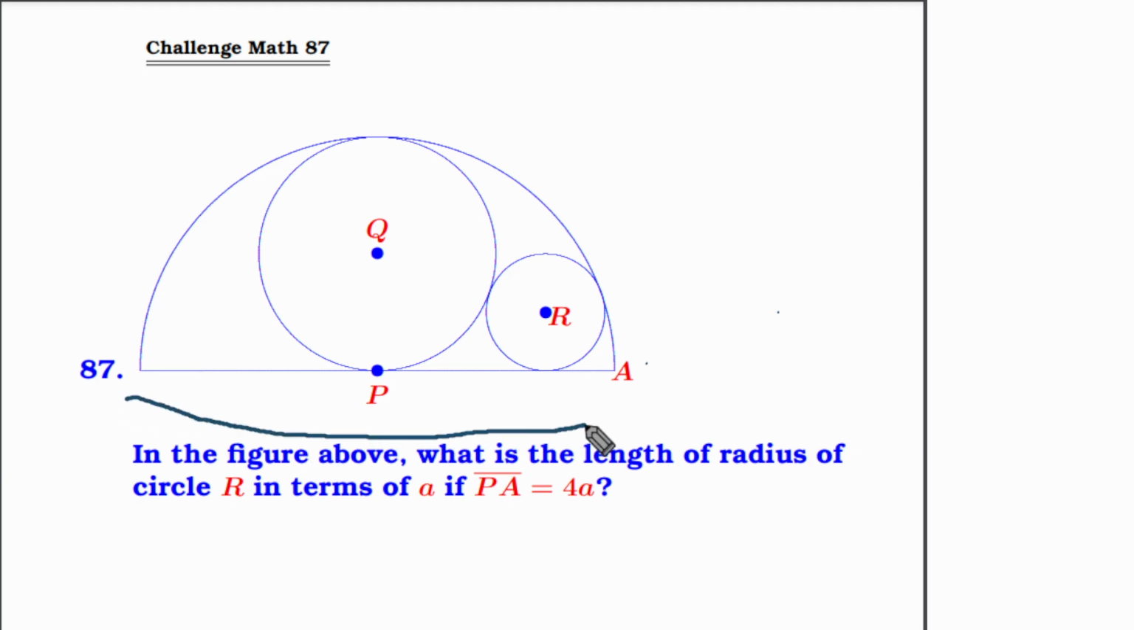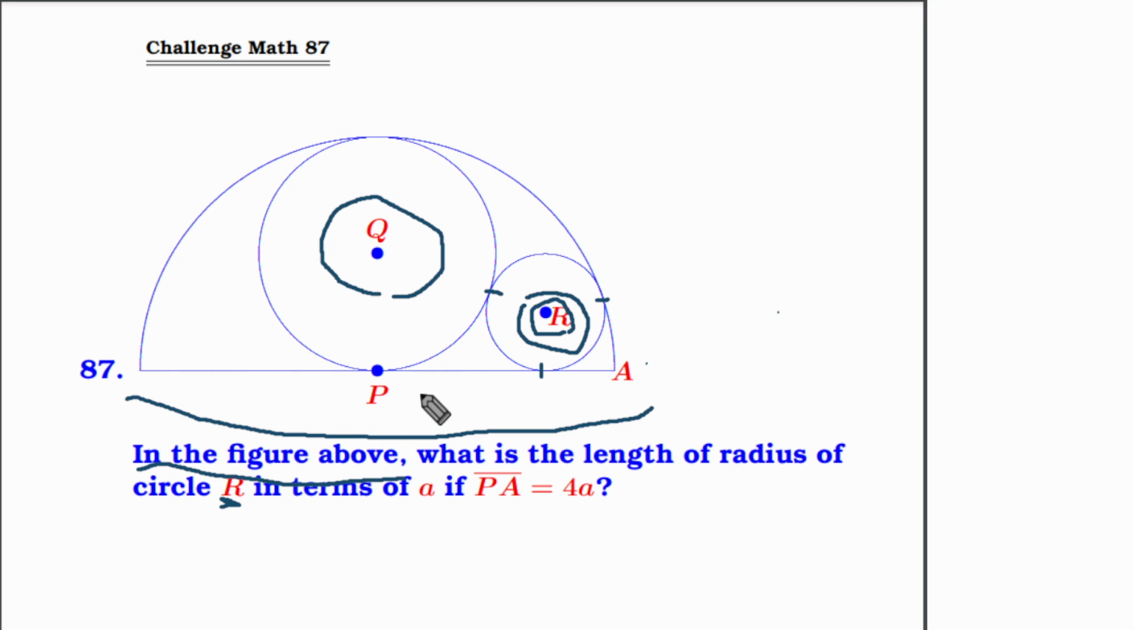I have a semicircle here, and inside I have a big circle, and then another small circle tangent to three curves here and to the one line. The question is, in the figure above, what is the length of the radius of circle R? Circle R here. What is the radius of circle R?